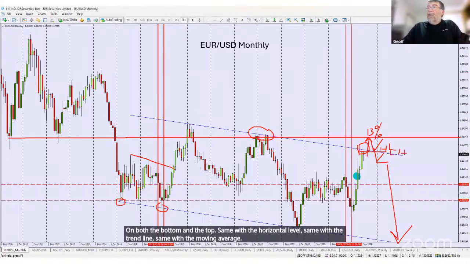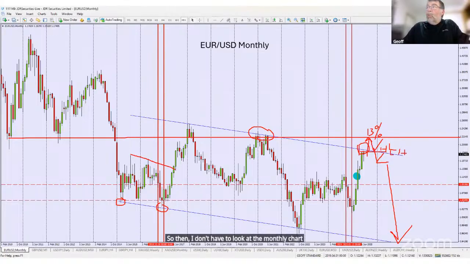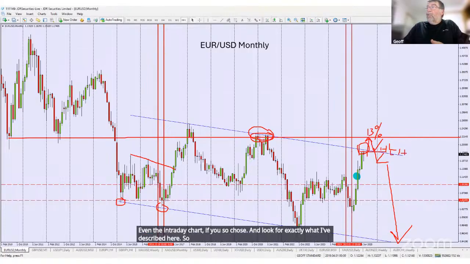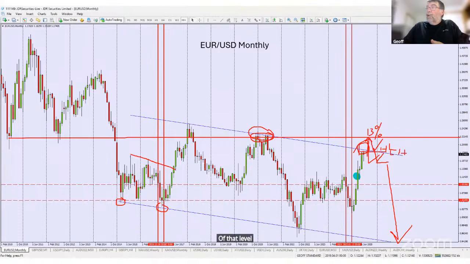So then I don't have to look at the monthly chart at all because I know we're here. What I can now do is go to the weekly or the daily chart, even the intraday chart if you so chose, and look for exactly what I've described here. So look for a false break of that level, or look for a break and retest of that level. That will tell you the direction that you should be trading in. That's why I believe boundaries are super, super important to you.